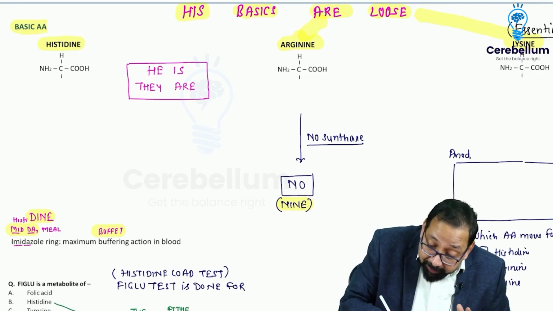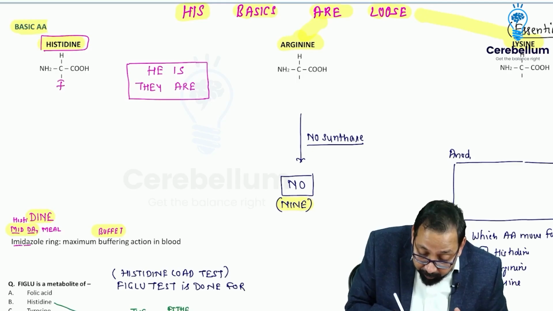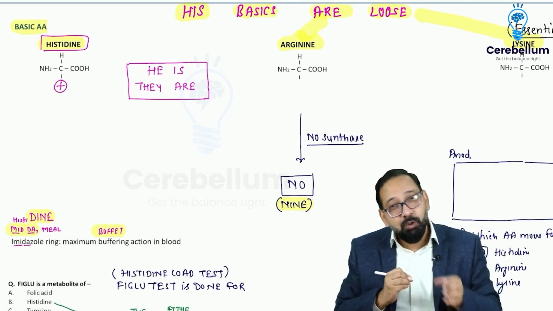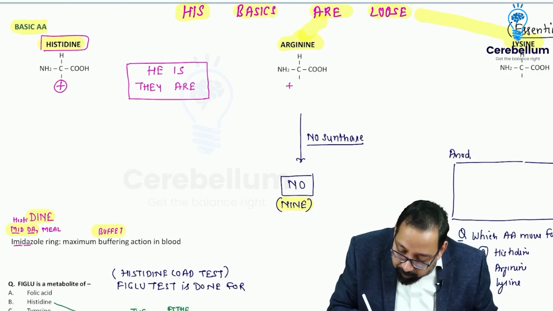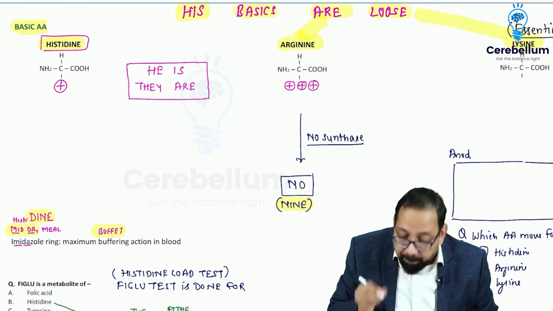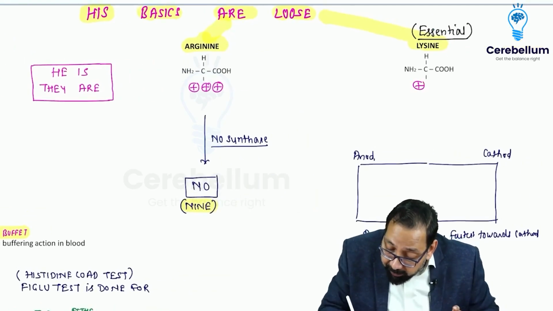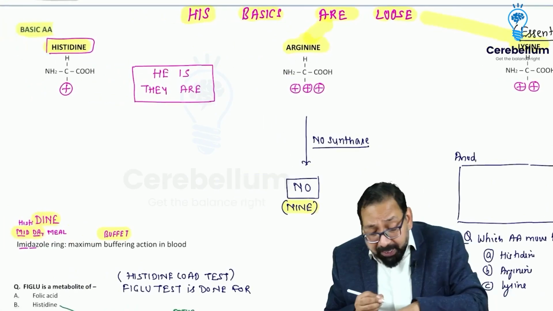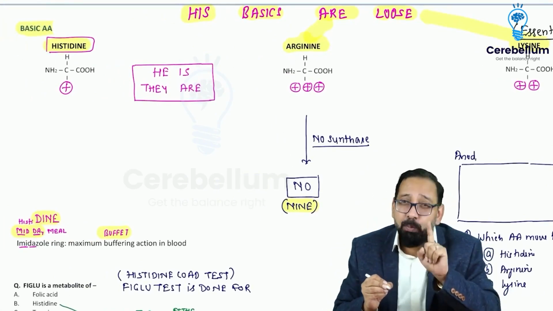We found that histidine is least basic. That's why it has only one positive charge, or the smallest positive charge. Arginine is most basic, so maximum positive charge on arginine. Lysine has intermediate positive charge. So we represent that histidine is least basic by one positive charge.